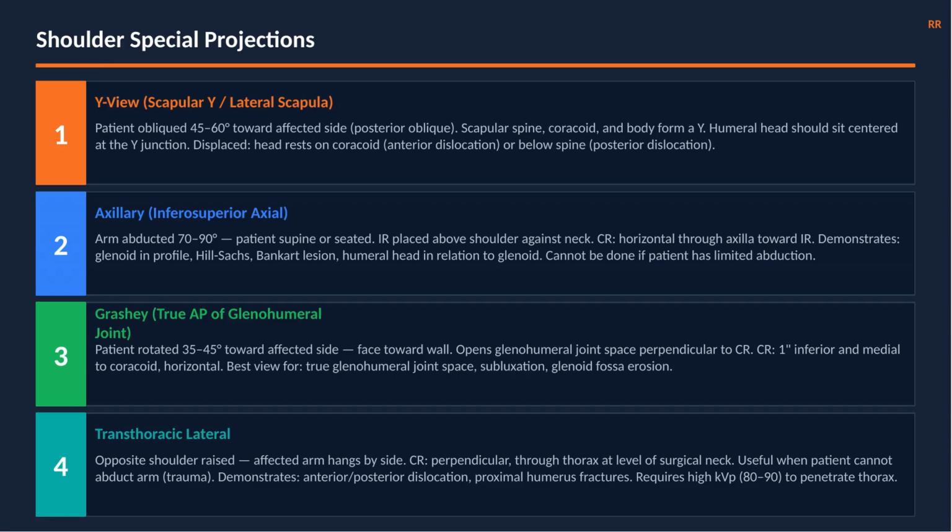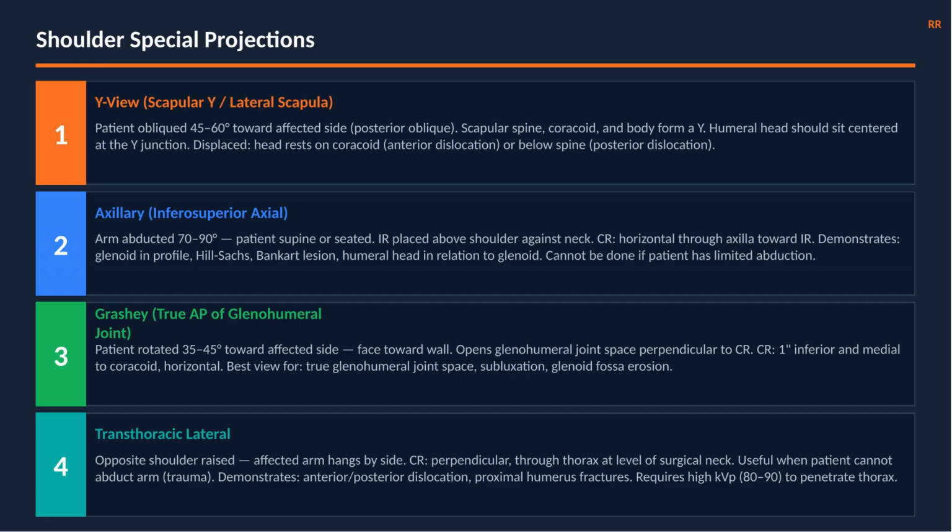Grashey. True AP of the glenohumeral joint. Patient rotated 35 to 45 degrees toward the affected side. This opens the glenohumeral joint space perpendicular to the CR. The standard AP shoulder is not a true AP of the joint. The joint is oblique to the frontal plane. The Grashey is the only view that shows the true joint space.